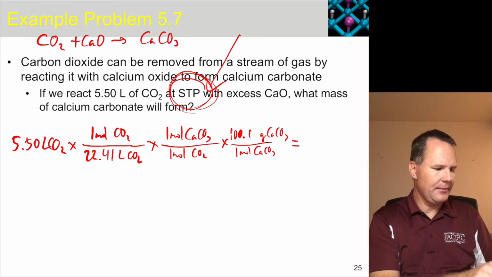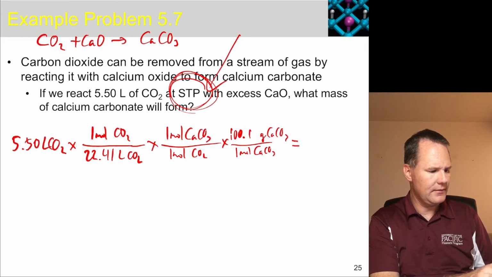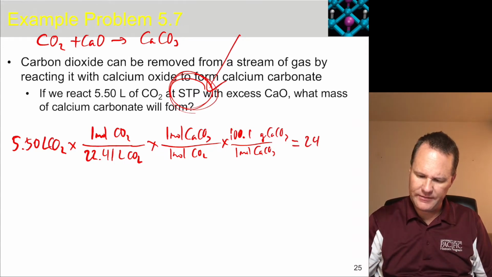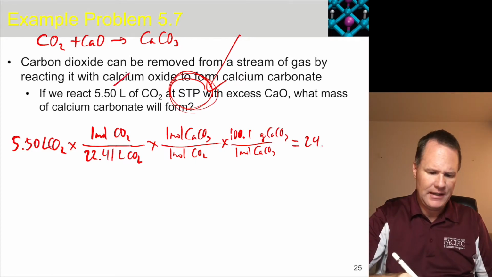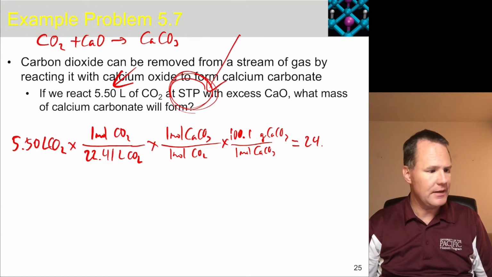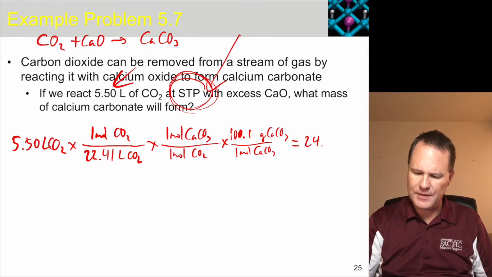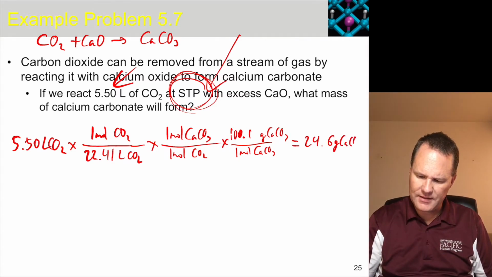And then if I multiply everything in, what I have is 24.56. How many sig figs do I have? Well, no more than 3 here, right? So 24.6 grams of calcium carbonate.